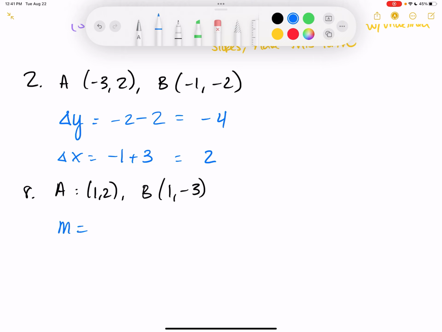So slope would be what? -3 minus 2 over 1 minus 1. So like -5 over 0. I think my math was wrong. So what is this? Undefined. Make sure you always write undefined. Don't think it's a sneaky way to get out of not knowing if it's supposed to be 0 or undefined.